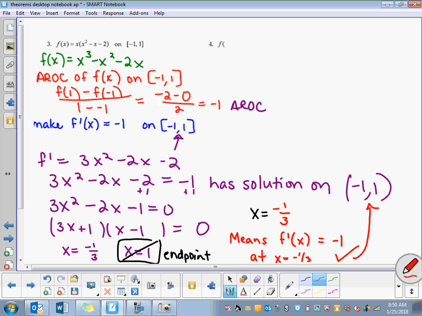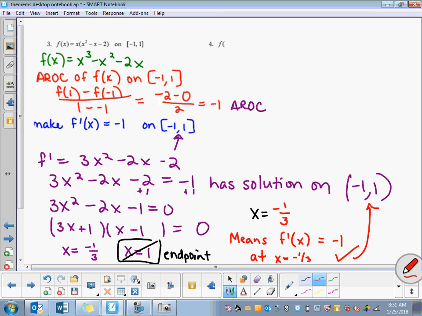There are a lot more calculations in this average rate of change, instantaneous rate of change comparison, because we have to do the average rate of change, we have to do the instantaneous rate of change, and we have to solve. That's kind of the bad news. The good news is a lot of problems say, hey, use the mean value theorem to show this will work, or show that the mean value theorem applies.